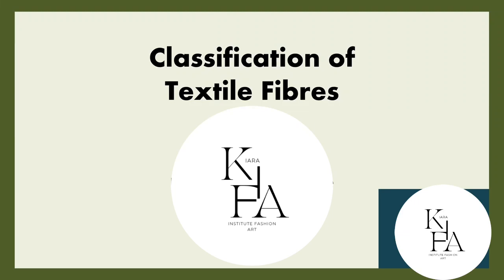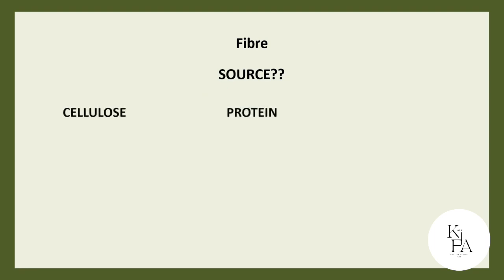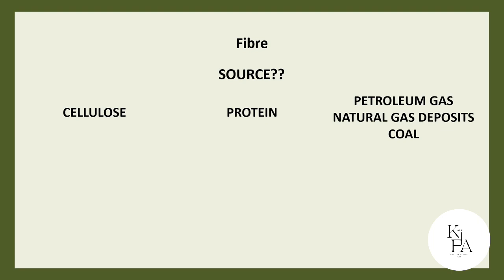When classifying fibers, let us first know where fiber comes from. What are the various sources of fibers? The natural sources are cellulose and protein, and the major sources for the synthetic fibers are petroleum, natural gas deposits and coal.